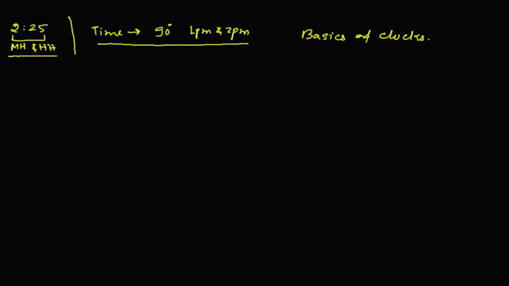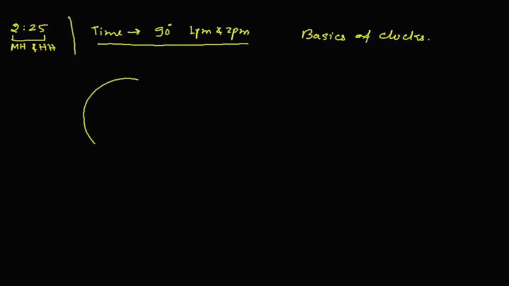There are two questions which are widely asked from the area of clock. You'll be given some time, say 2:25, and you'll be asked to find the angle between the minute hand and the hour hand, the exact degree. And similarly, you'll be asked to find the time wherein both the hands will be at, say, 90 degrees, say between 1 p.m. and 2 p.m. So we'll be dealing with these two questions and then we'll be moving to advanced questions.